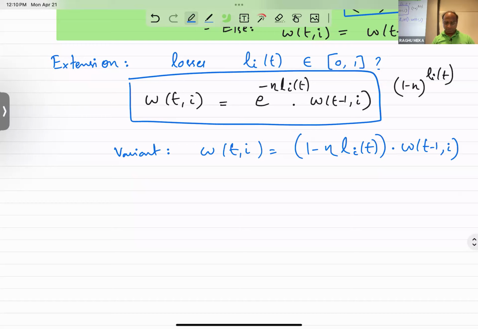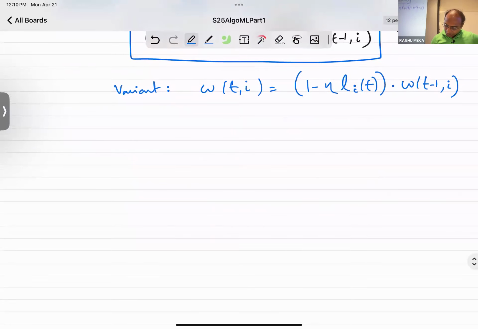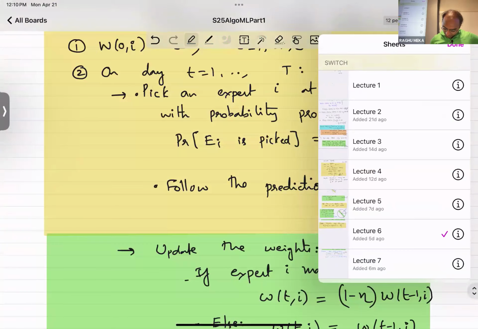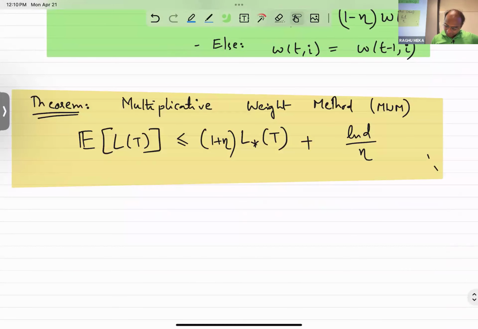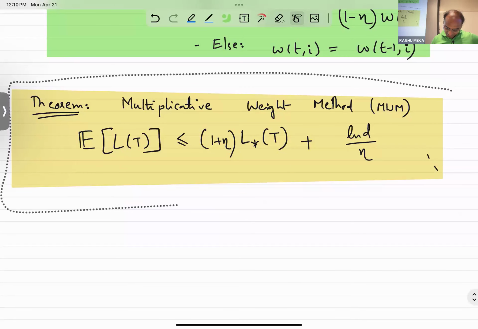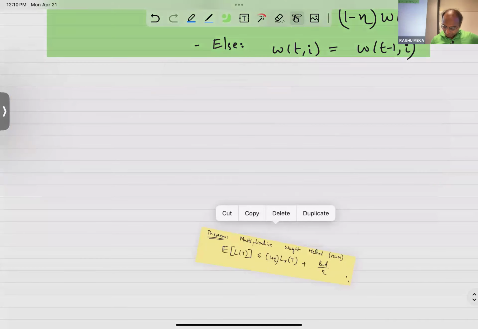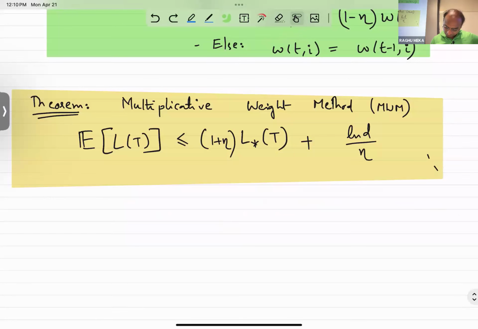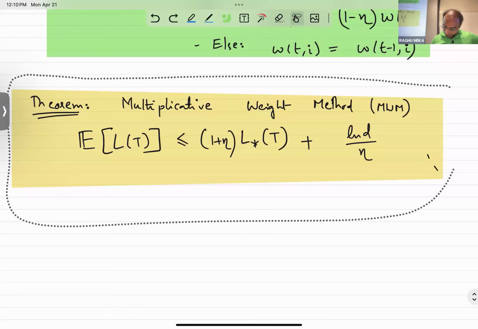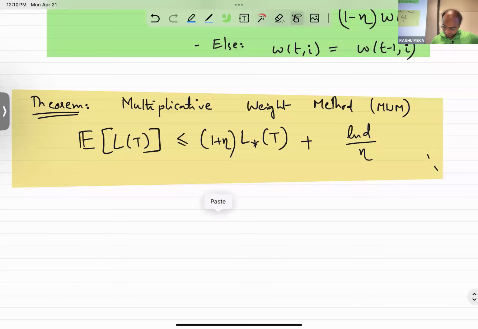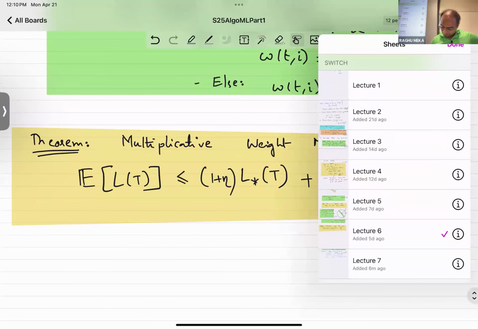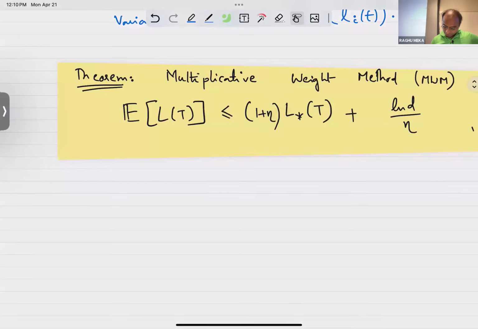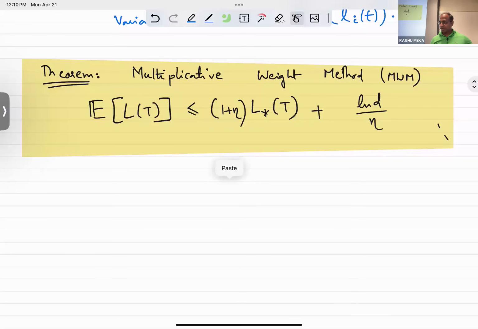And the main theorem that we stated was that the multiplicative weights method can give us our first no regret algorithm. Okay, so this is what we want to say. The expected loss is very close to the optimal loss, with an additive term.